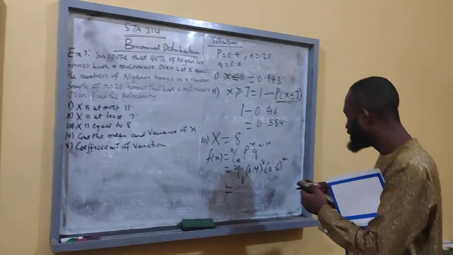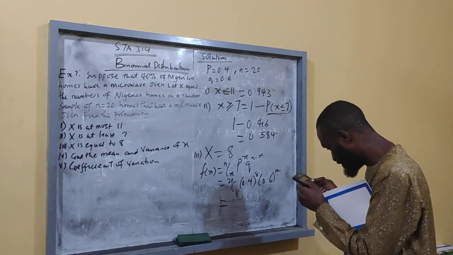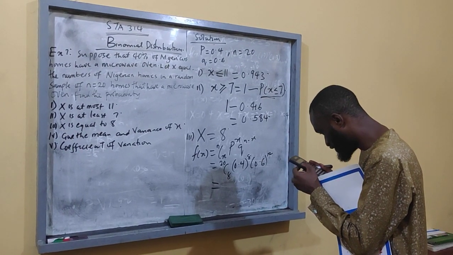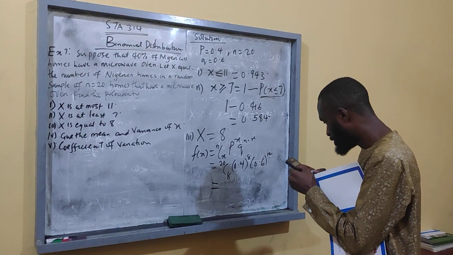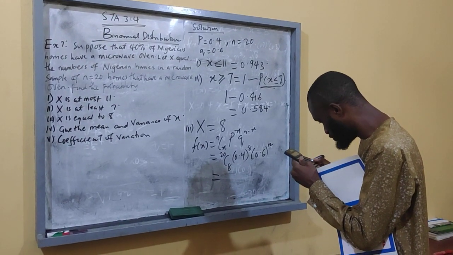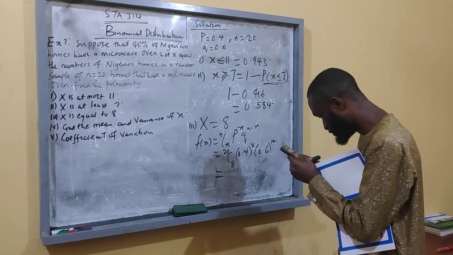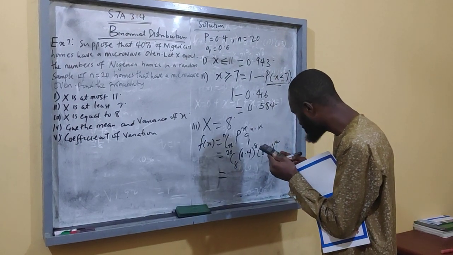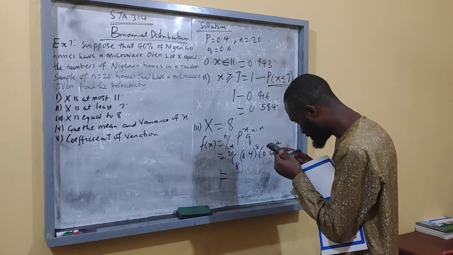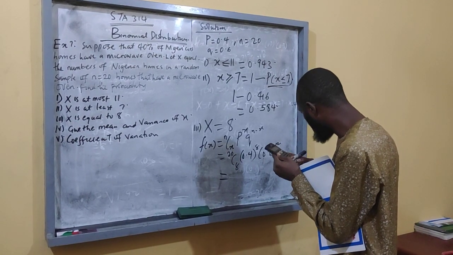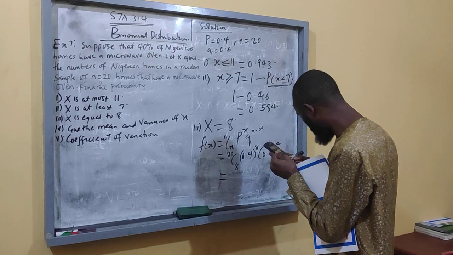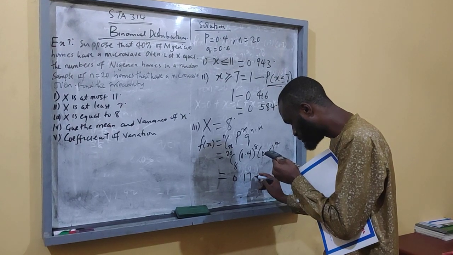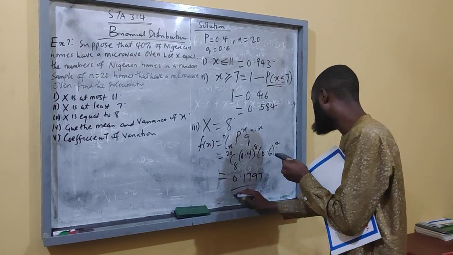20 combination 8, we can have it in our calculator. 20 combination 8 will give me what? 20 combination 8, shift. Sorry, I'm trying to help you out with the answer. That is 20 combination 8 times 0.4 raised to power 8, times 0.6 raised to power 12. At the end of the day, this will give us 0.1797. That is for that.